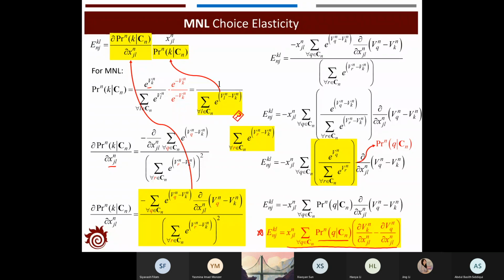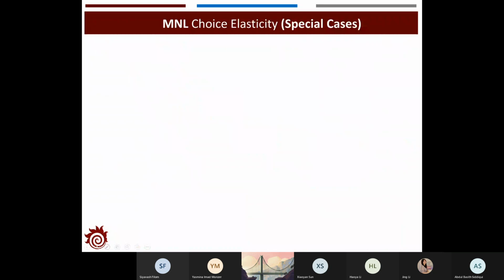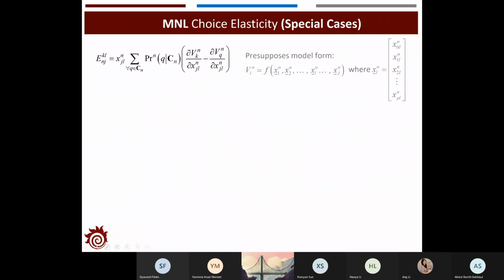And then you have two components in the brackets: partial vk divided by partial xjl, minus partial vq divided by partial xjl. So this actually applies for the general case if we don't know the expressions of the deterministic utility. But as we know, in our previous analysis, we assume that the utility can be a linear function. So with that, we can make some further simplification. Before we go to that, let's see some special cases. So this is the one we derived from the previous page.